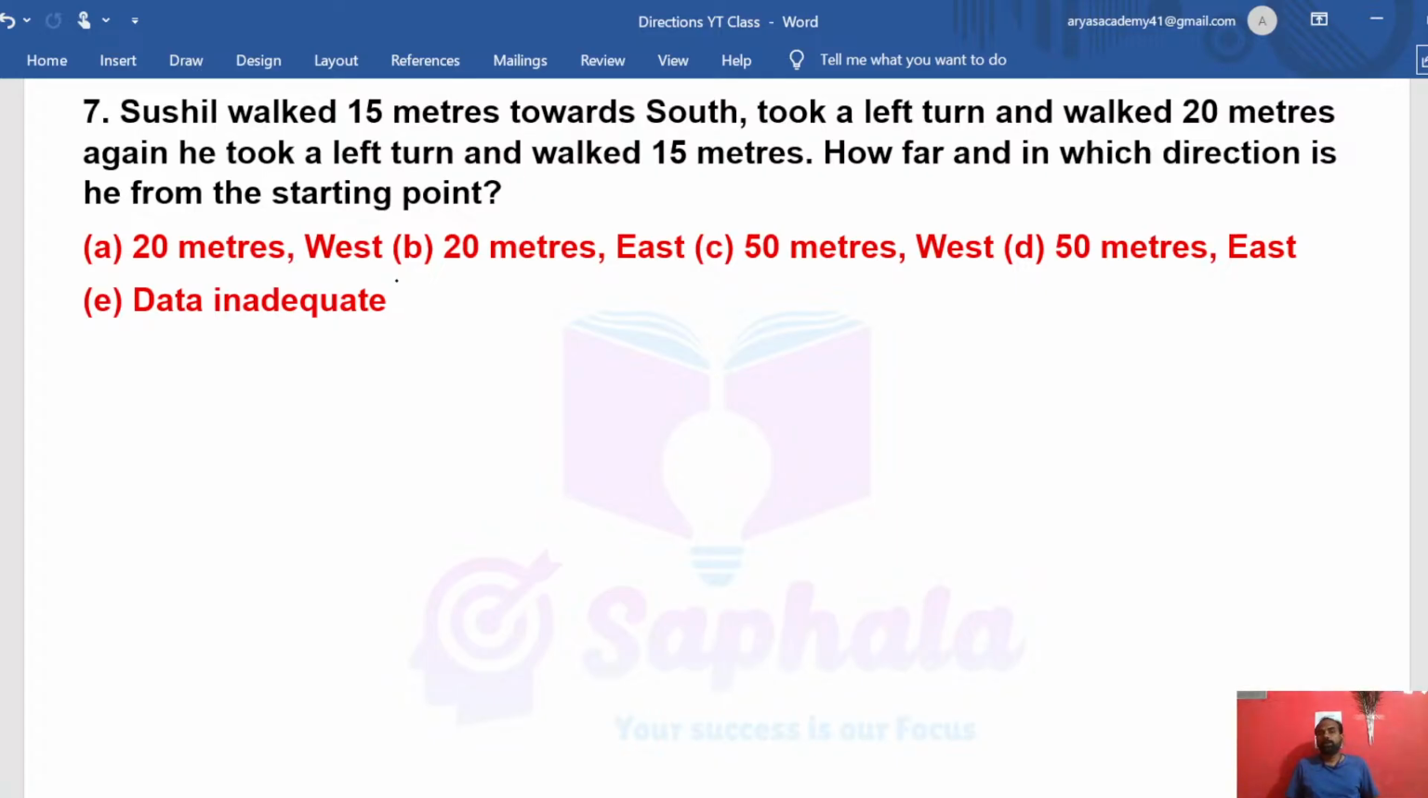Sushil walked 15 meters towards south, took a left, then walked 20. Again, he took a left turn and walked 15. How far and in which direction is he from the starting point?